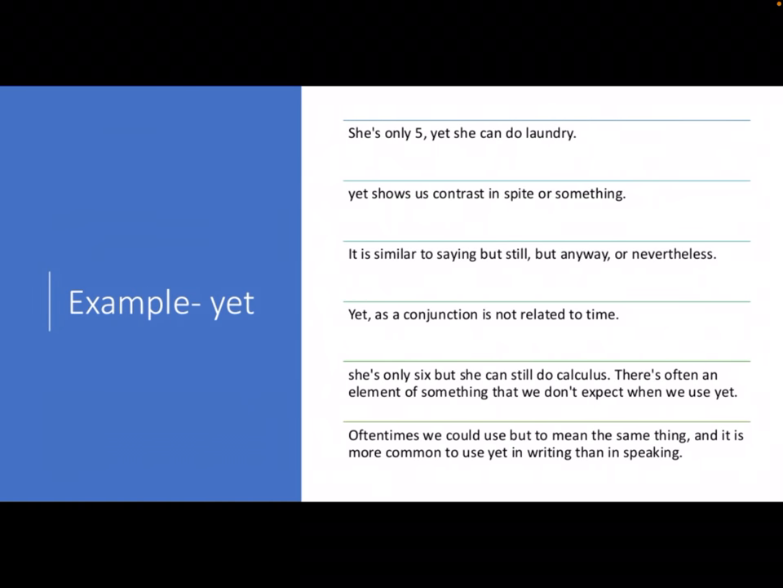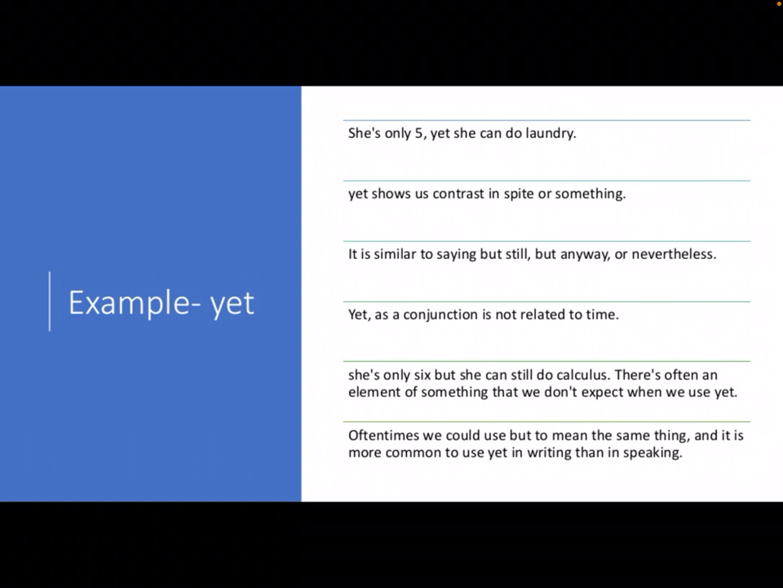Now we move to yet. When do we use yet? Yet, for example: she's only 5, yet she can do laundry. Even if she is only 5 years old, she can hang the laundry. So yet shows us contrast, in spite of something.